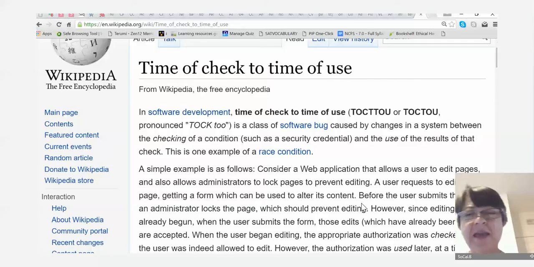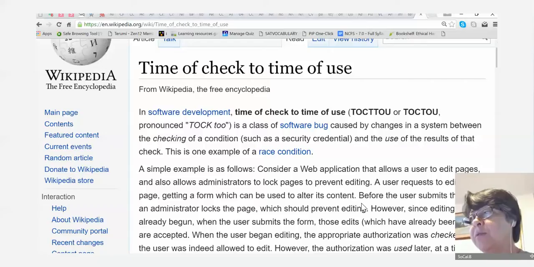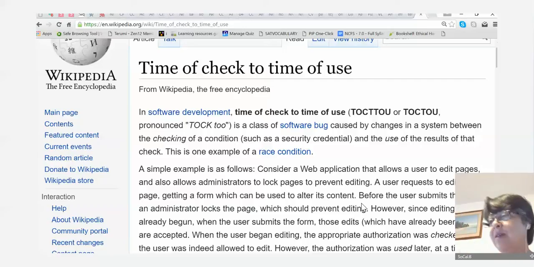But anyway, so you see here, they're saying that this is one example of a race condition. So they're saying that time of check, time of use is a race condition. Okay, so here we go, getting back.